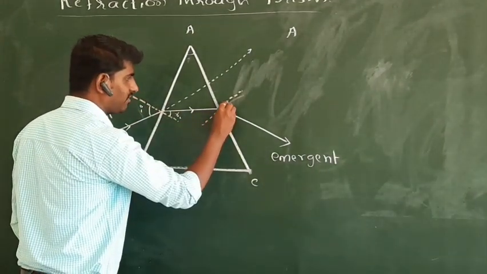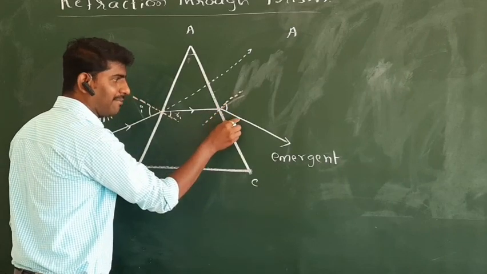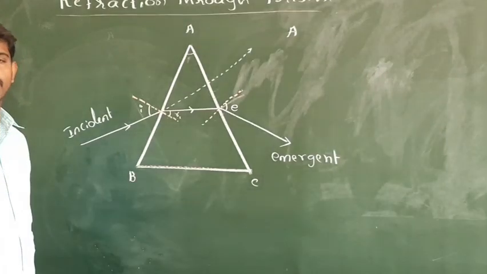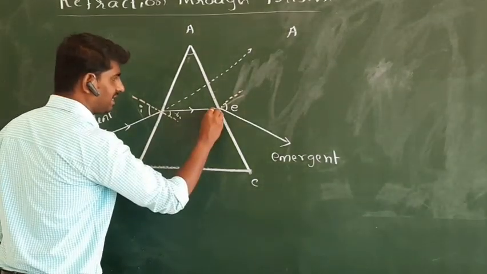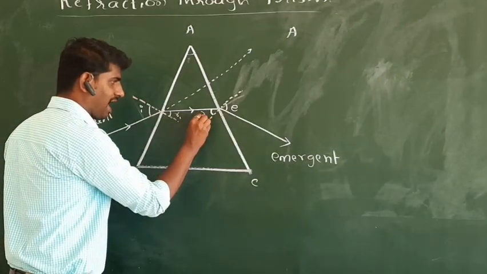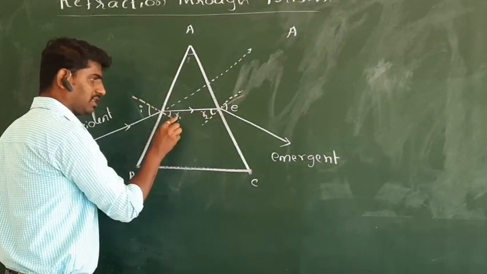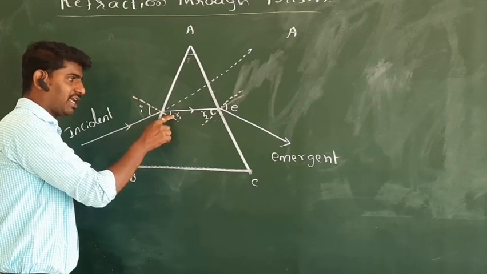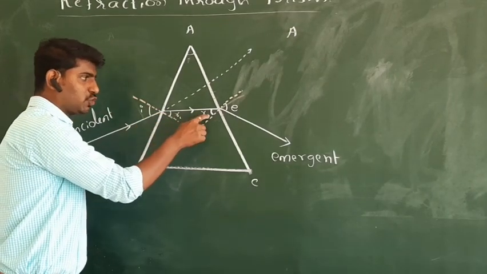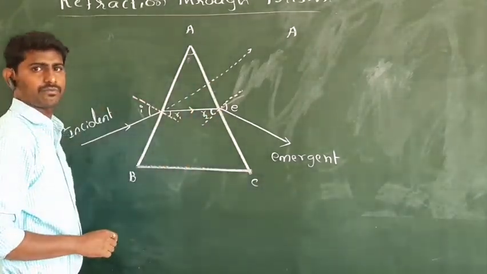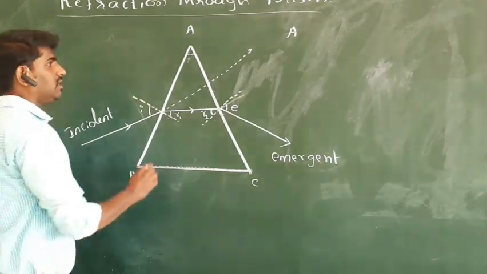The angle made by the emergent ray with the normal line is called the angle of emergence, or emergent angle. And this is the incident angle for the second surface, which we represent by R2. This is R1 and this is R2. R1 is the angle of refraction for the first surface, and R2 is the angle of incidence for the second surface AC. Is it clear?